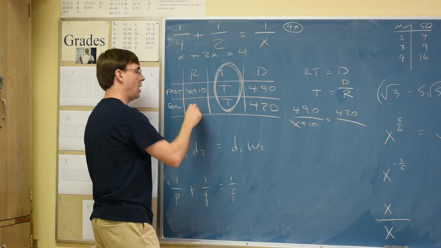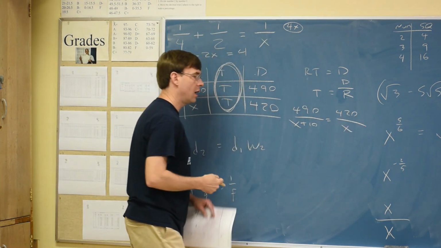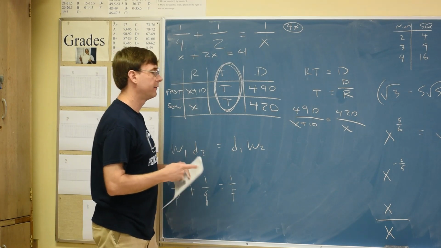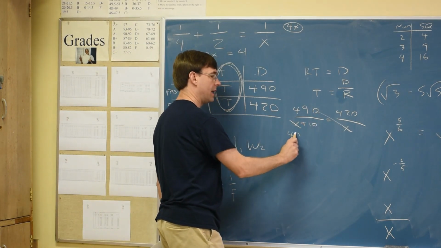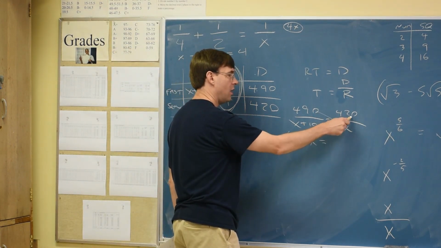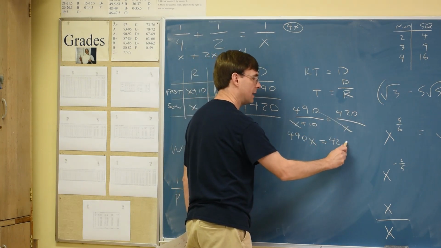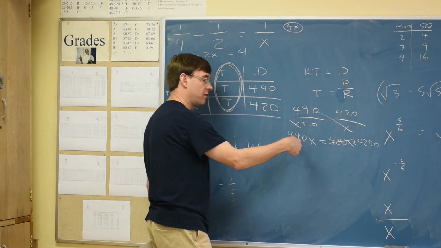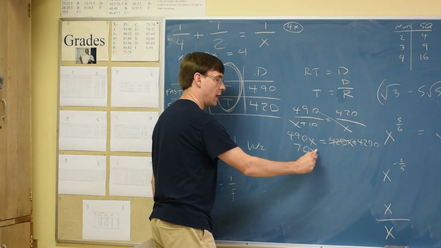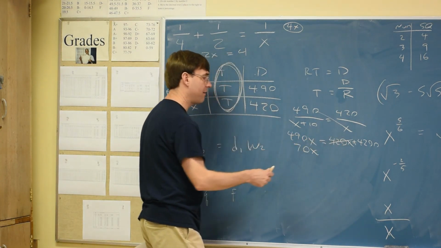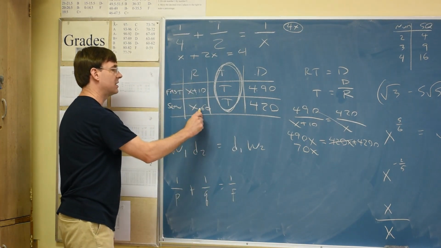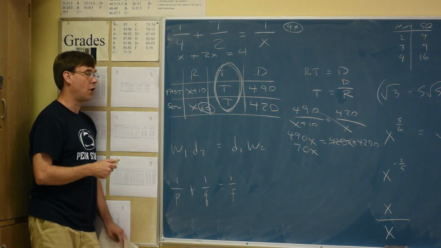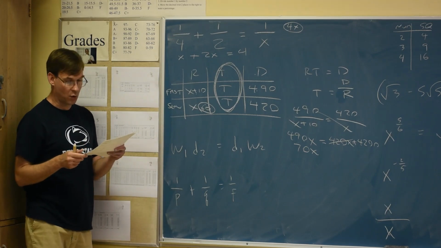420 goes on top of its rate. And we solve that by cross multiplying. So we get 490 multiplied into x. 420 would distribute this. Subtract the 420, doing opposites always. Divide by 70. And you get 60 for the x, which was the slow car. So the fast car, 10 more, would be a 70.